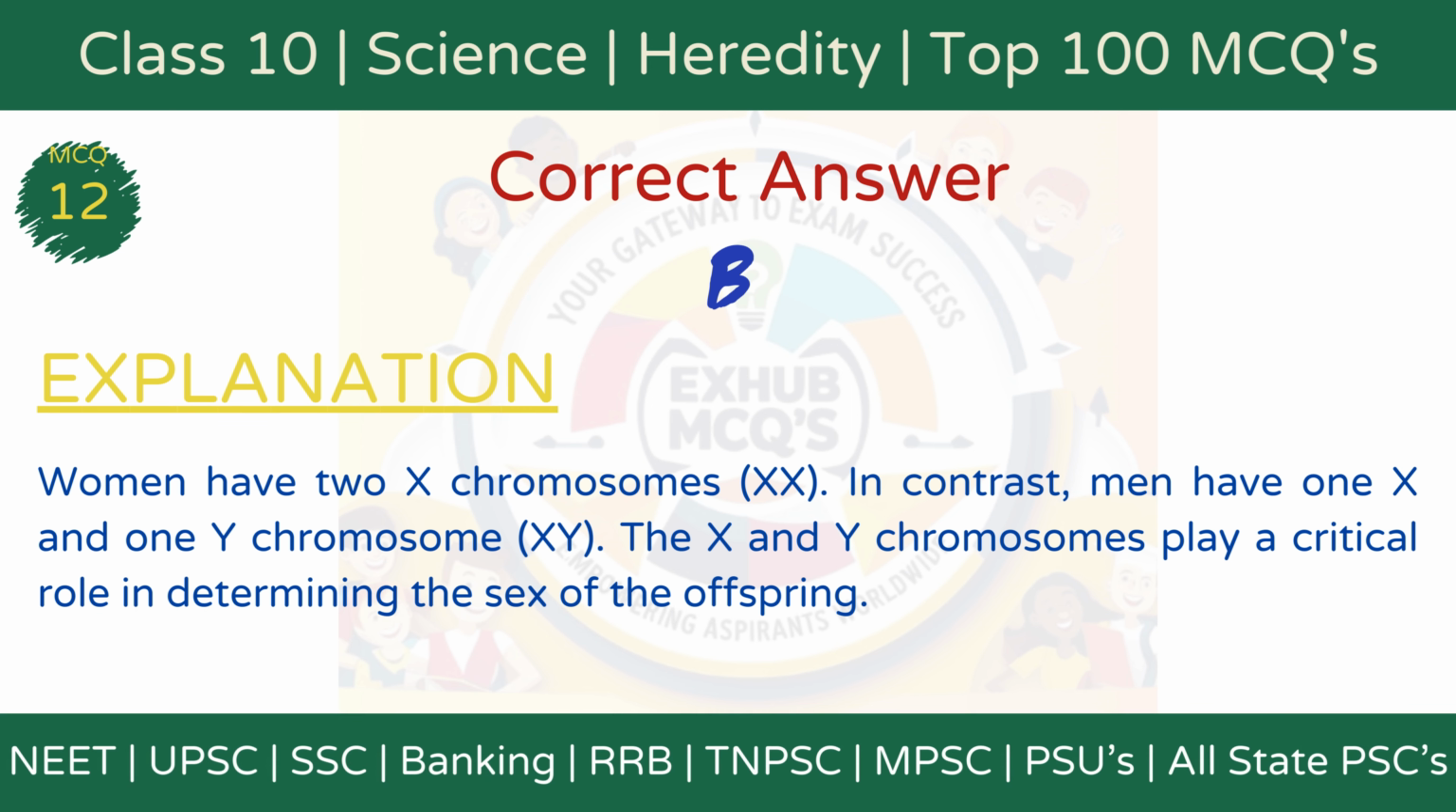The correct answer is option B, 2X chromosomes. Explanation: women have 2X chromosomes, XX. In contrast, men have 1X and 1Y chromosome, XY. The X and Y chromosomes play a critical role in determining the sex of the offspring.